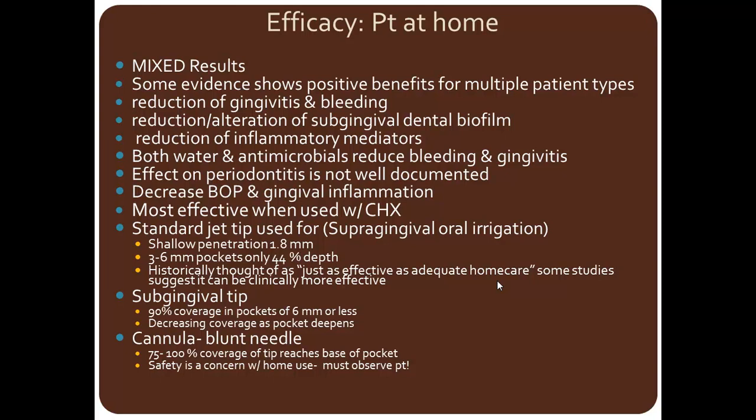There's some evidence that shows there are positive benefits for multiple patient types. Some studies have shown a reduction of gingivitis and bleeding. Some show reductions and alterations of subgingival dental biofilm. And some have shown reductions in inflammatory mediators. Both water and antimicrobials reduce bleeding and gingivitis. The effect on periodontitis is not well documented. It has been found to decrease bleeding and gingival inflammation. It's most effective when oral irrigation is used with chlorhexidine.